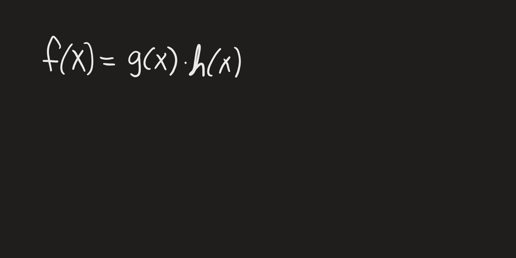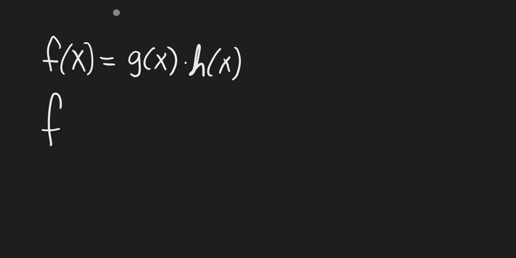Hello everyone. In today's video we're going to be talking about how to take the derivative of a function using the product rule. The general form when we have to use the product rule to find the derivative is when we have a function that equals two functions that are multiplying together. So it would look something like f of x equals g of x times h of x.